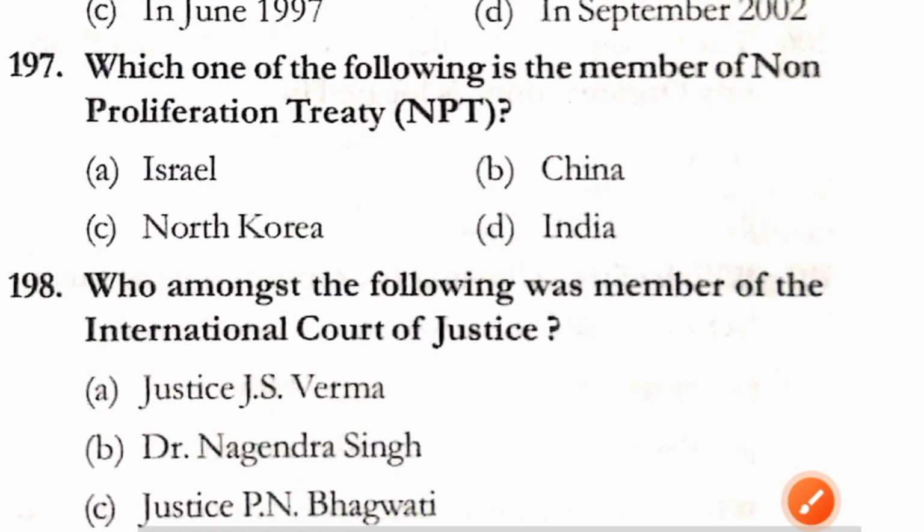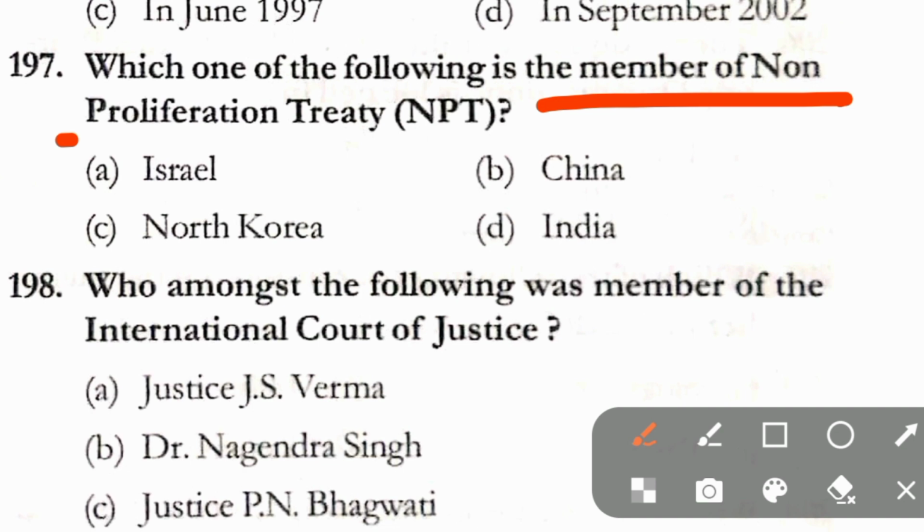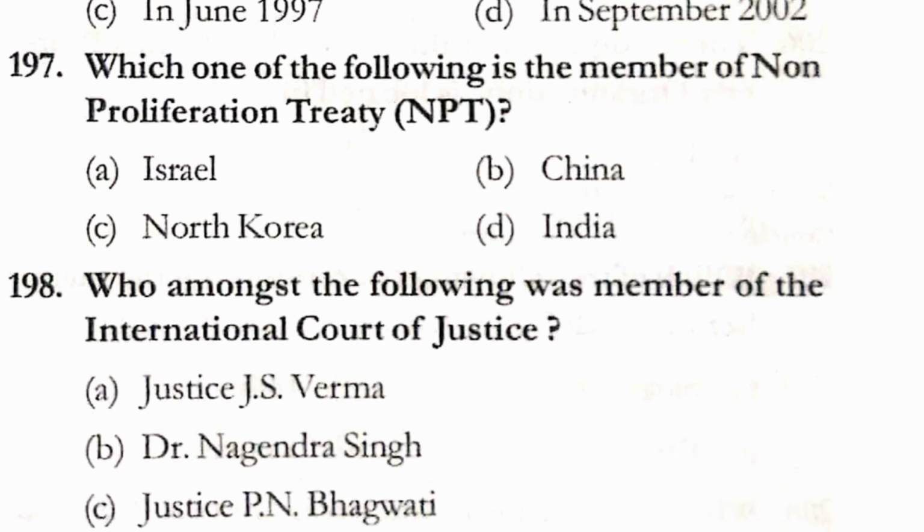Question number 197. Which one of the following is a member of the Non-Proliferation Treaty, NPT? Who is the member of the NPT? Israel, China, North Korea, India. Here in question number 197, correct answer is option B, that is China. Whereas Israel, North Korea and India are the defaulters of NPT. They haven't signed the NPT.